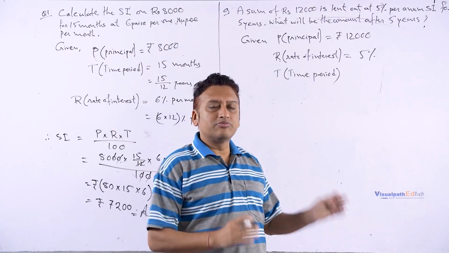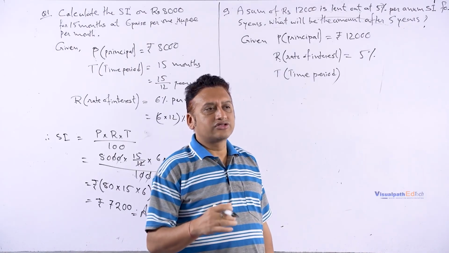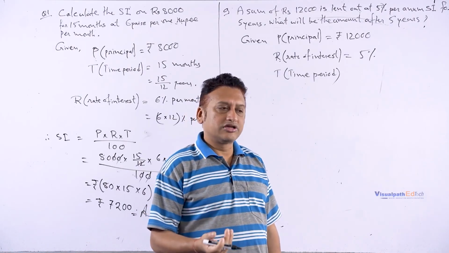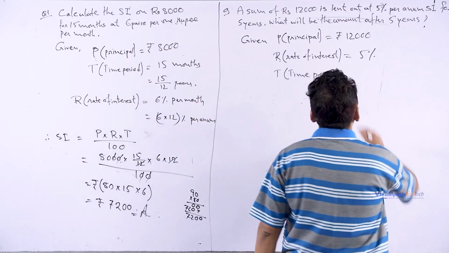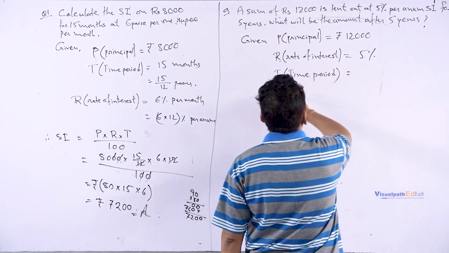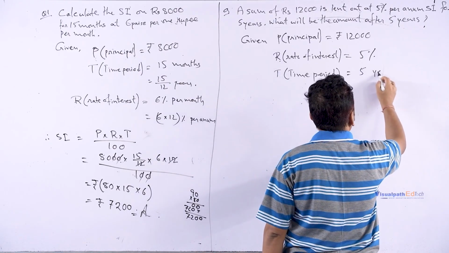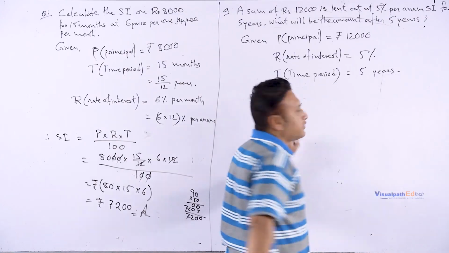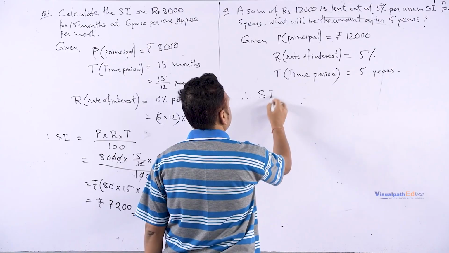So, when we move to compound interest, you will get to see how the time period is actually treated as a conversion period, which is the frequency of giving interest. Okay. So, in this case, time period is the number of years. So, we have got 5 years. These are the informations which are given to us. So, let us find simple interest.